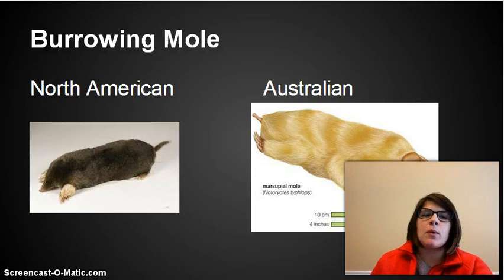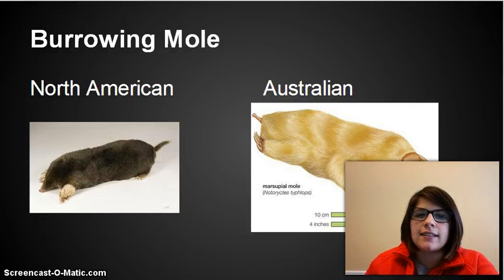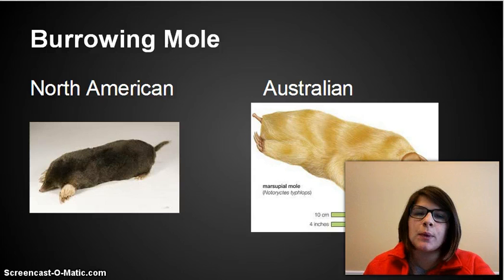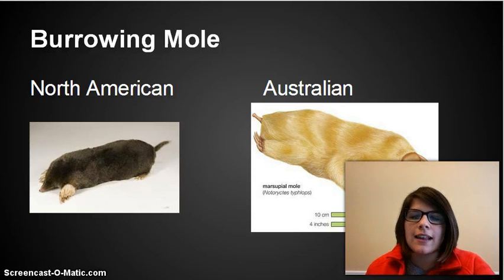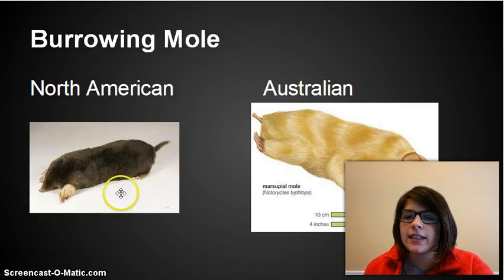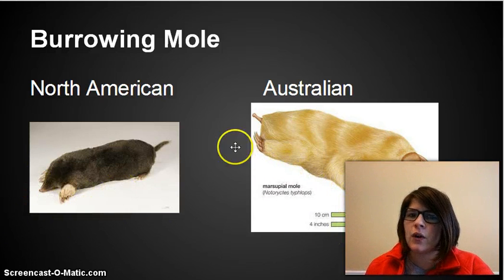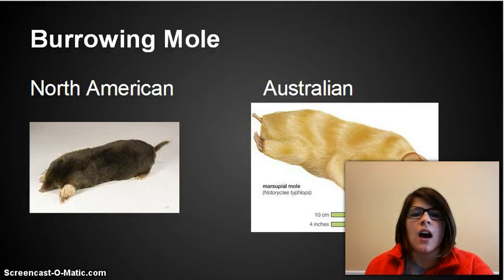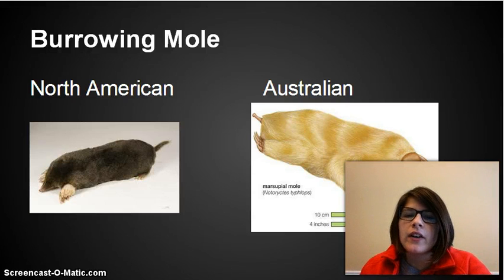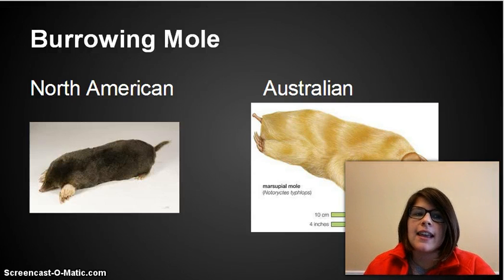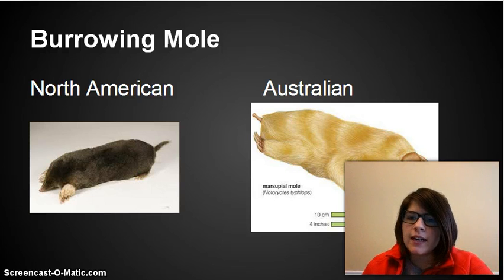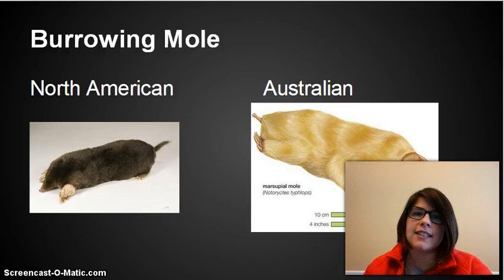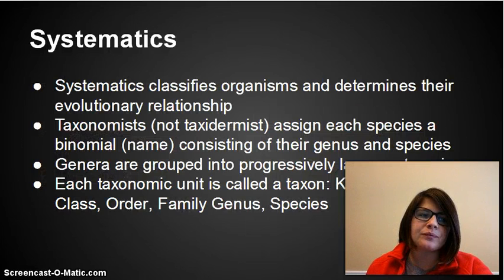So here's an example of an analogous structure. This burrowing mole. We have a North American and an Australian burrowing mole, and look at them. They look like they have very, very similar structures, and they actually do. The tail here, the claws on both of them are very, very similar. However, they are not related. They evolved in a similar environment and they have similar functions, but their lineages do not cross.